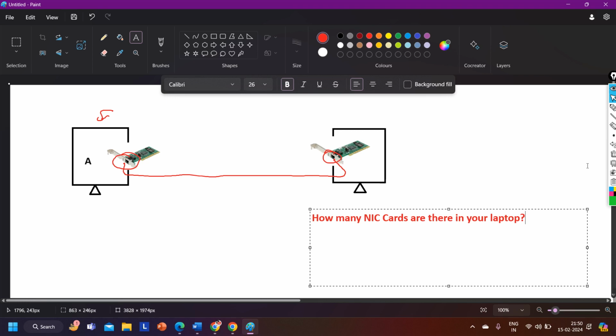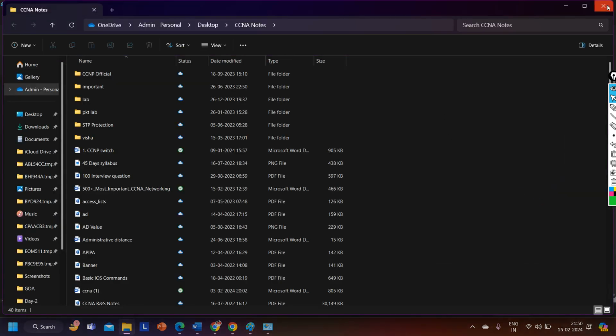So the answer to this question can be what? It depends on how many ways I have to connect my device to the network. Correct, guys? If I have 5 ways, let me show you my interfaces. For that, simply let me show you my interfaces here.